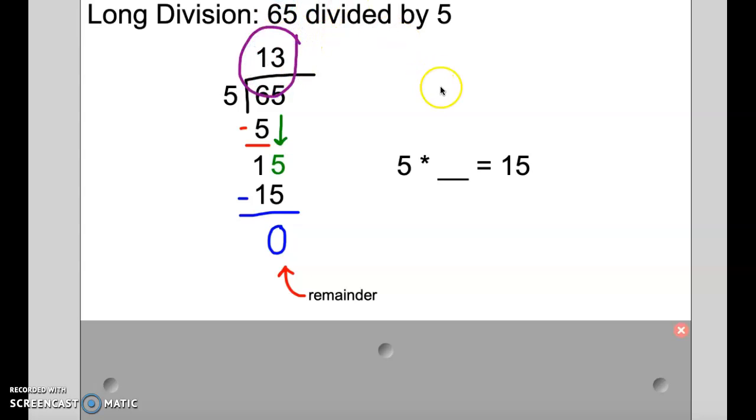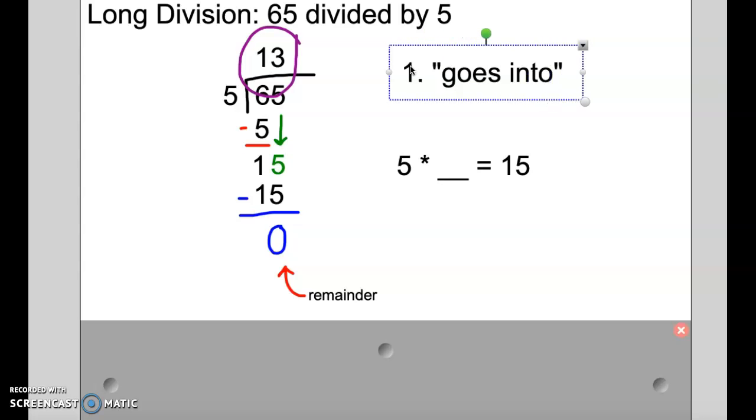So let's just go and kind of jot down some of these steps, because remember, they're the same exact steps that we're going to use for long division of polynomials, expressions with variables and everything. So we want to make sure we know these steps. First step is the goes into step, right? How many times 5 goes into 6? My next step is we're going to write it out top, right? And then we're going to do multiplication.